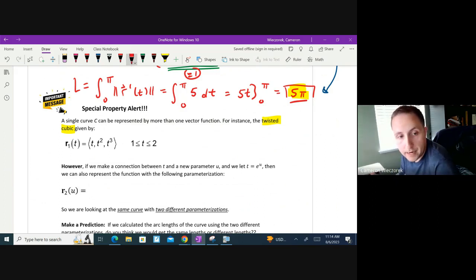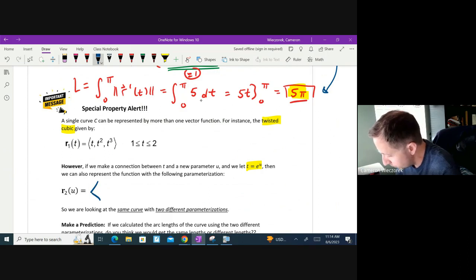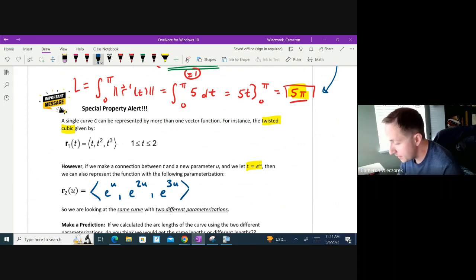However, we could redefine t in a different way. We could introduce a new parameter. Let's say that we let t equal e to the u. Then I'm going to end up getting a second parameterization for that curve. The x component would become e to the u. The y component would become e to the u squared, or e to the 2u. And the z component would become e to the u all raised to the power of 3, which is e to the 3u. Now, by redefining the components in terms of this new parameter u, the bounds on that parameter are going to have to change.